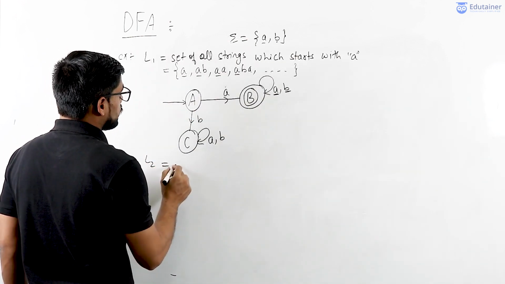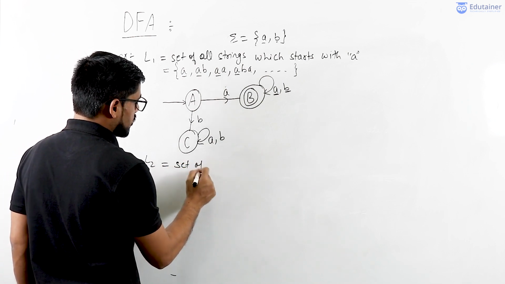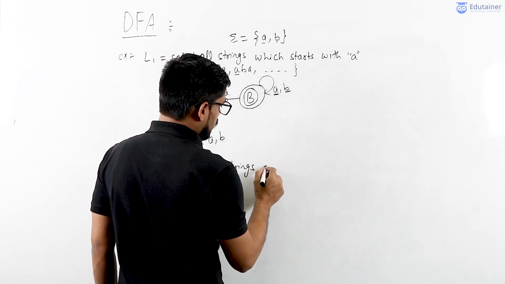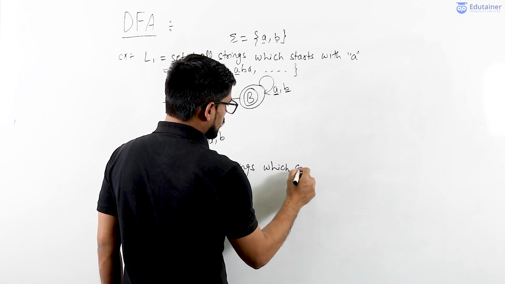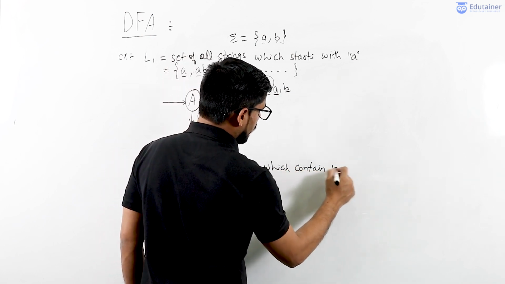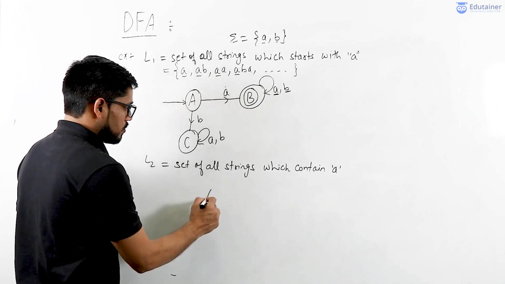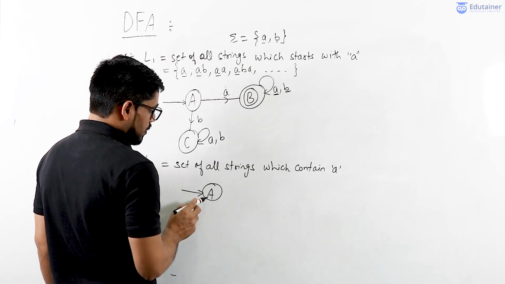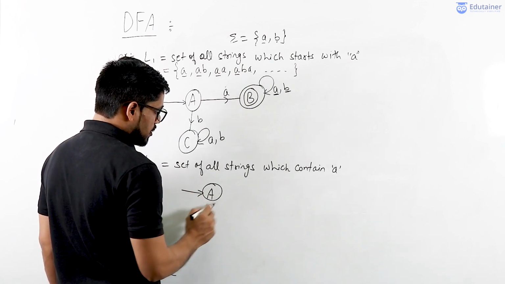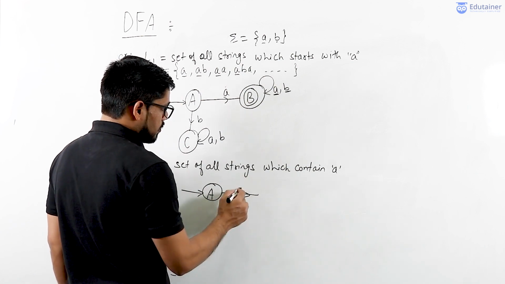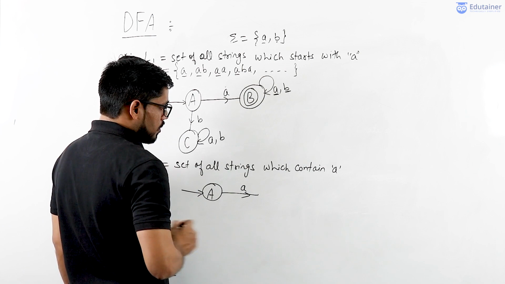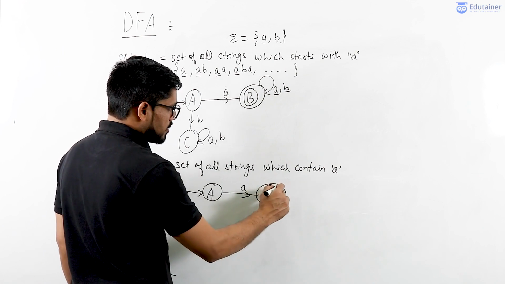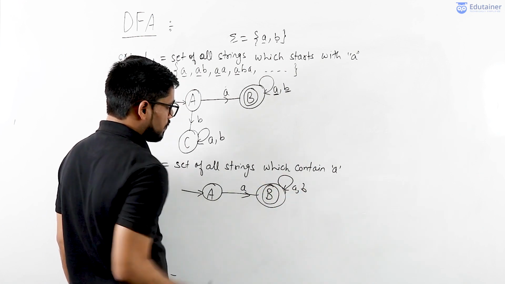Let's say language L2 is the set of all strings which contain a. If you draw the DFA, it will look like this. Let's start with the initial state capital A. If you see a, then you will go to a state, let's call it the final state, and the final state will accept any number of A's or any number of B's.